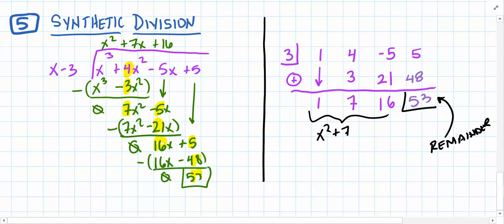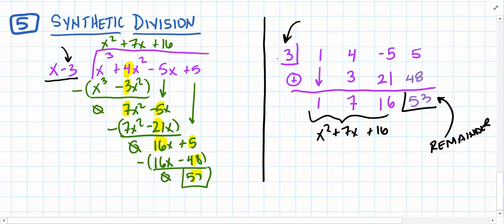So now the only tricky part is realizing that that number was 3, but this number was negative 3. And the reason is because we're checking to see if this is a factor of your dividend, right? Then 3 would be a 0, and that's getting us into the factor theorem.